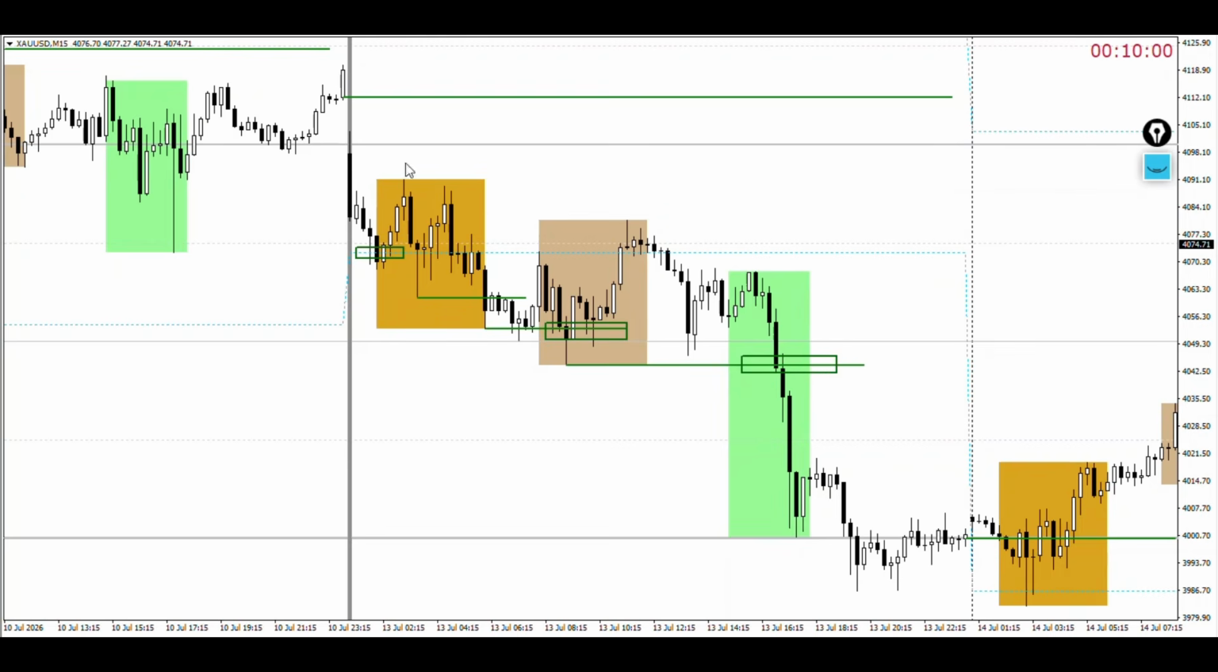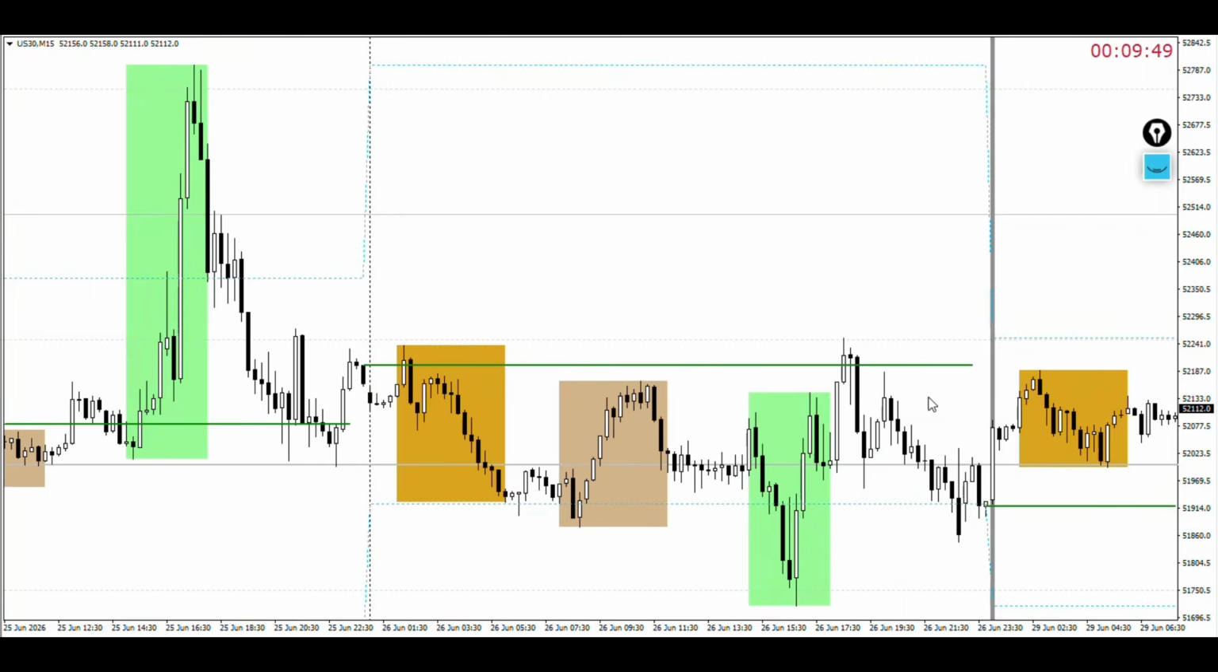So this is the breakout candle, and this breakout candle is still in respect. So we're looking for the sell opportunity after the breakout. Let me go to some of the others here.